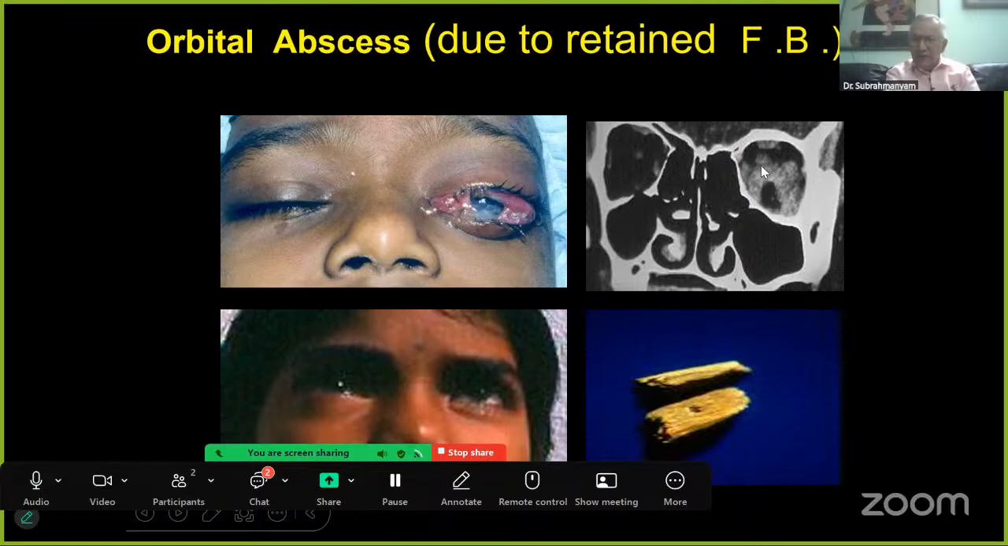There is severe infiltration, and there is an abscess with a cystic cavity. It's going almost nearing the optic nerve, and this is because of an abscess, which is because of retained foreign bodies. We did an orbitotomy, removed these foreign bodies, and the patient has recovered well and regained vision 6/6.